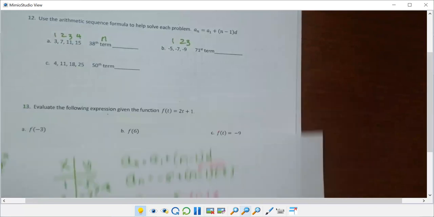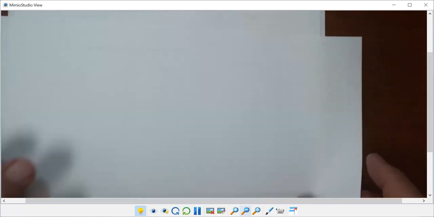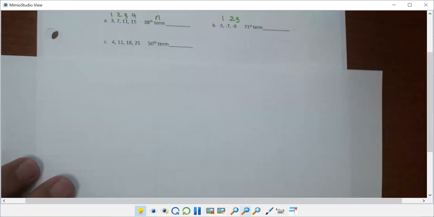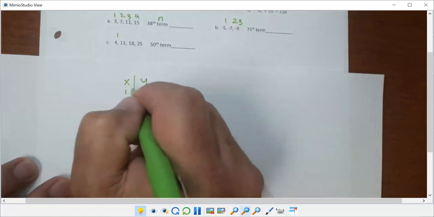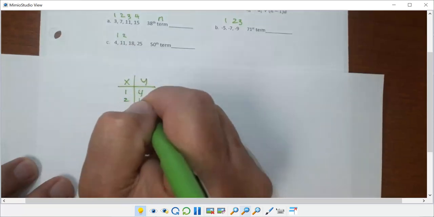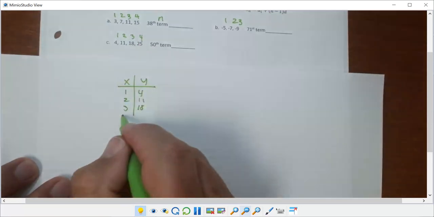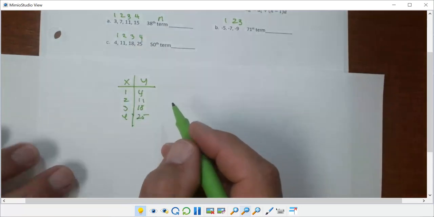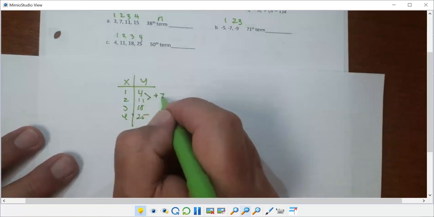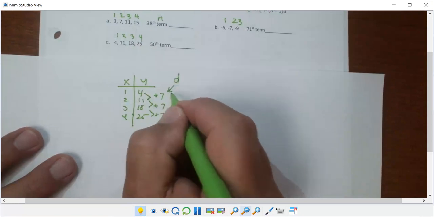All right, so let's do C. C is right here. We're going to do C, same thing. I'm going to go ahead and make my table, x and y. My first number is a 4. My second one is 11. My third one is an 18. And my fourth one is 25. So what's my pattern? If you notice, this is +7, this is +7, and this is +7. So my common difference, my d, is +7.